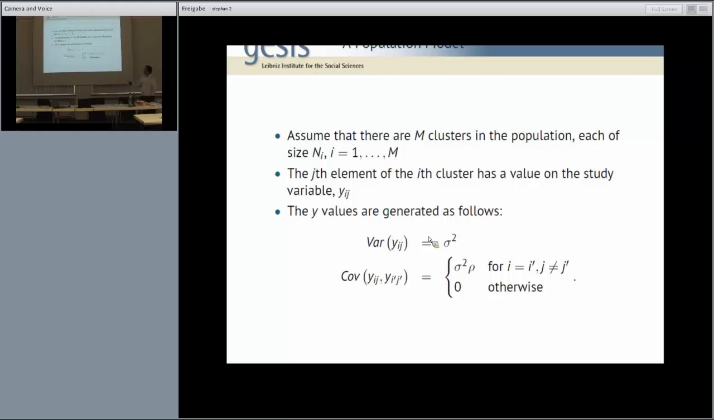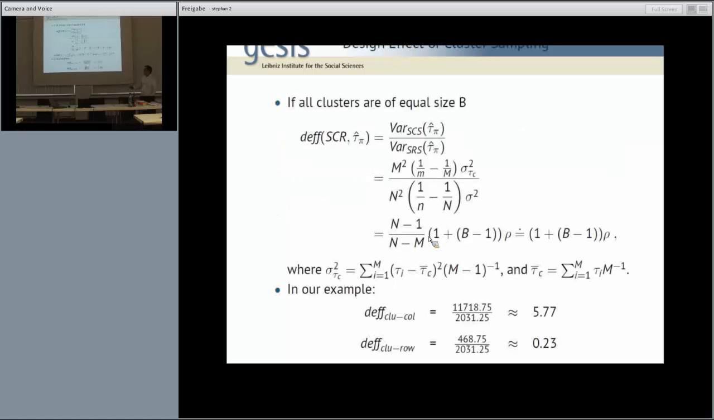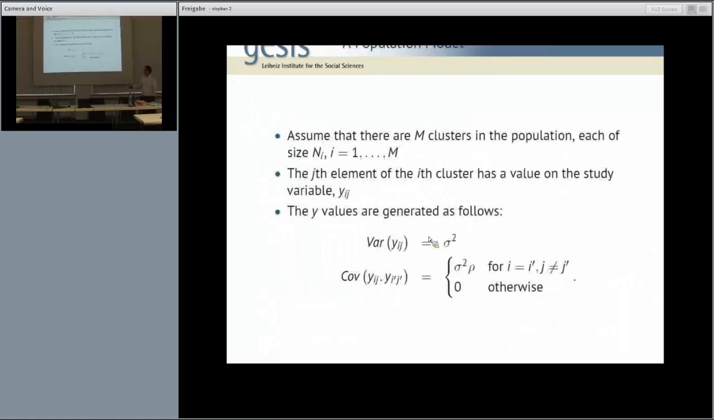Now, there's a different approach to estimate. Of course, we could estimate the design effect directly by this formula. Then we just estimate the variance of this cluster sampling and estimate the variance of simple random sampling. The problem with that is that you only know this if the sample has been selected by simple random sampling, so we can only guess that.